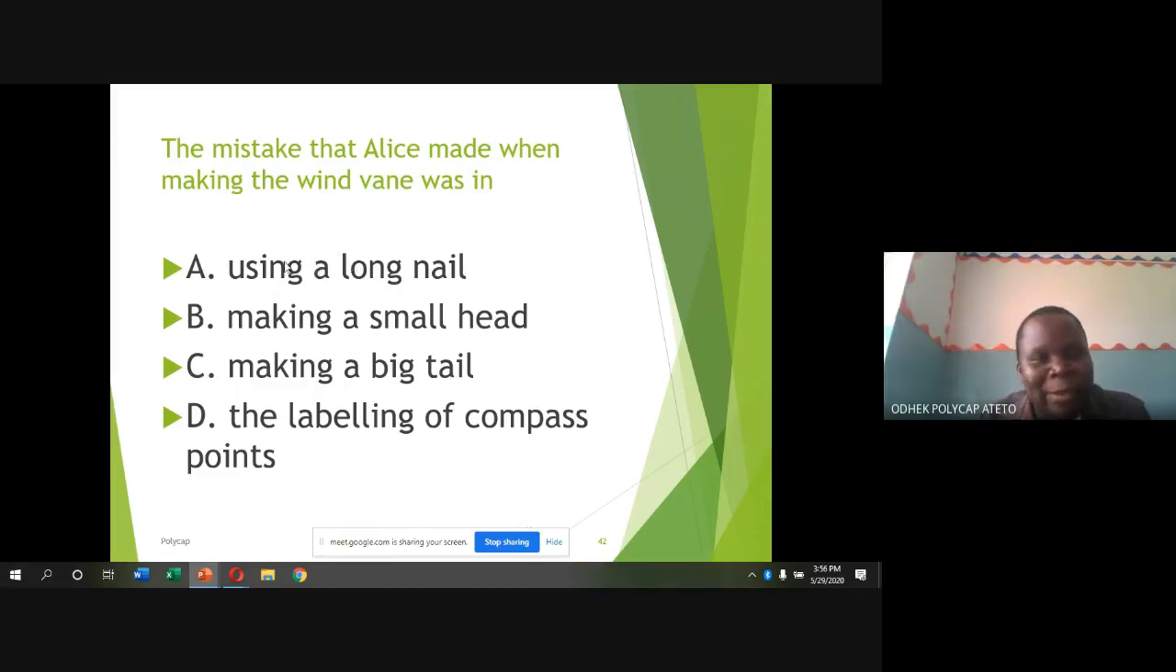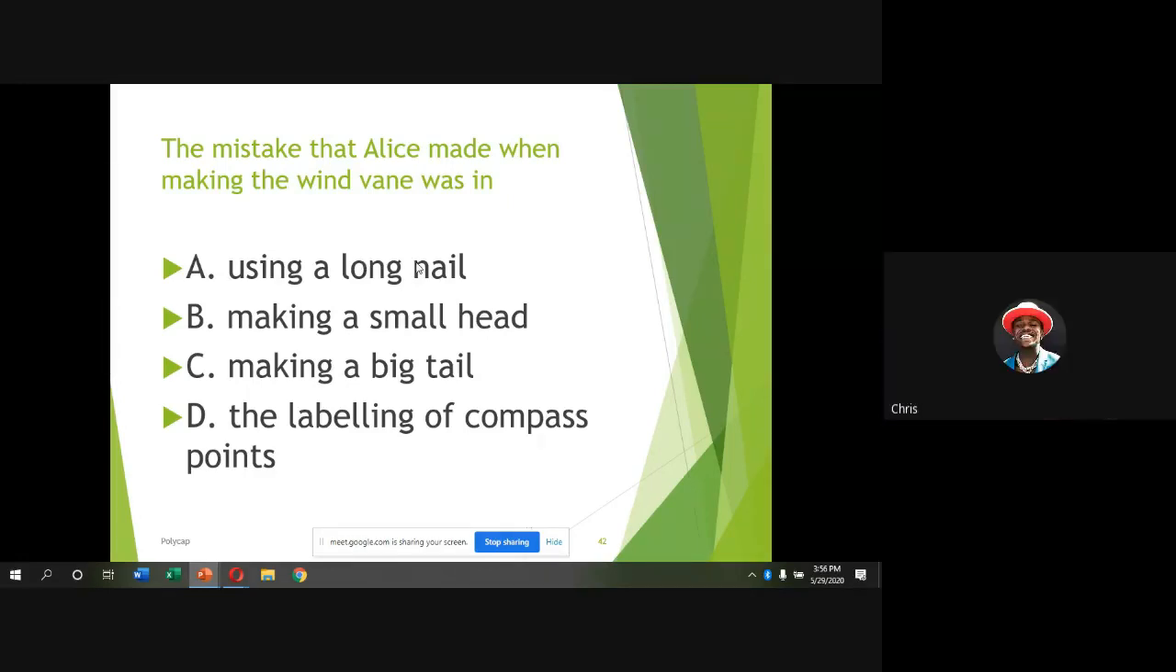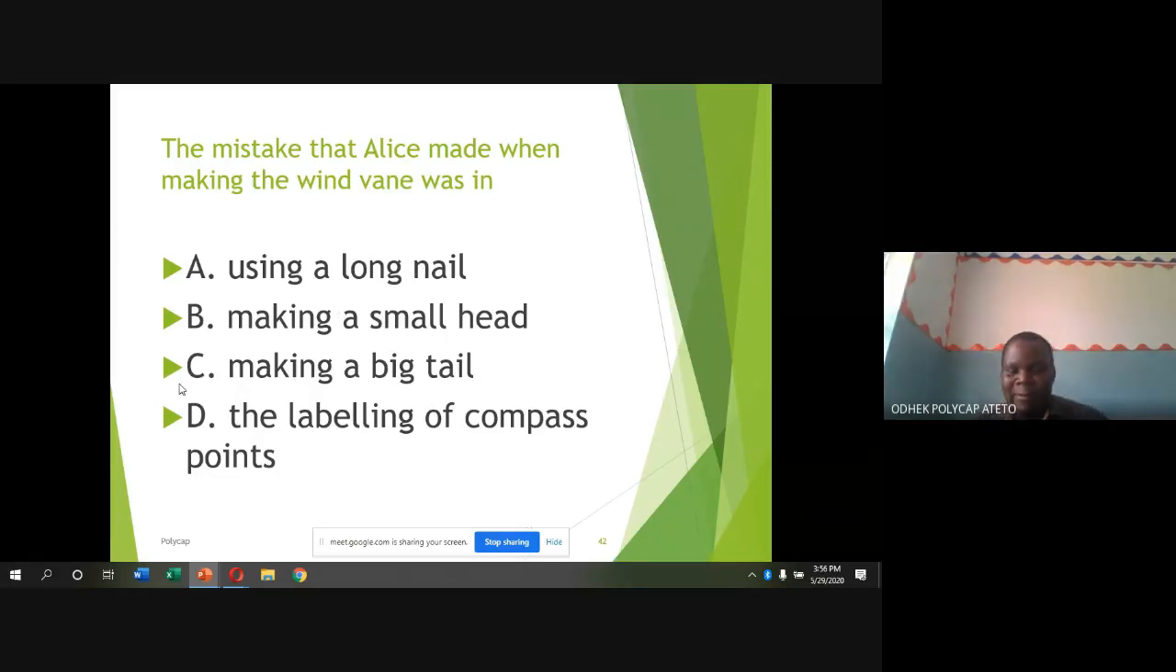Because of time, yes. I think using a long nail, in the first place, we are not supposed to use the nail. So using a long nail is not a problem. So we go with the labeling of the compass points. So choice D was the correct answer.